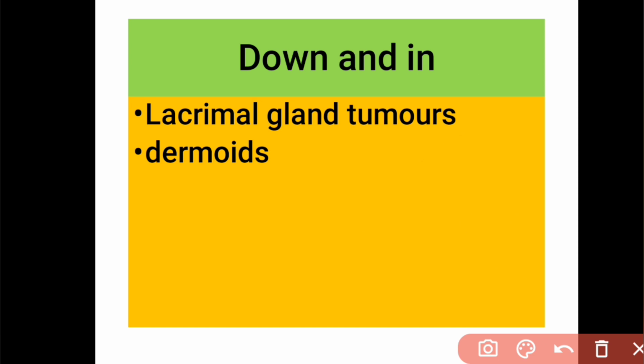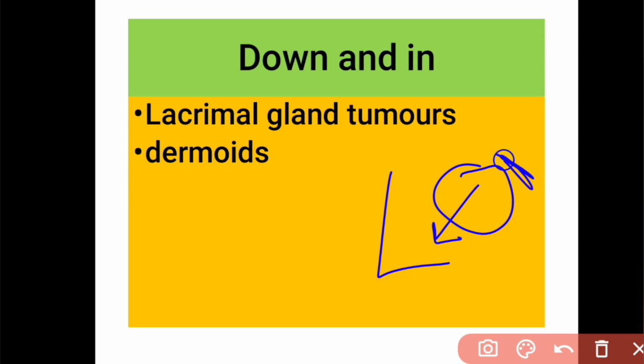Again the proptosis can be down and in. So the nose, and this is the eyeball, it can be displaced in this direction. The causes are somewhere here, that is the superolateral aspect of the orbit. So lacrimal gland tumors and dermoids are the causes. This is the clinical picture showing down and in displacement of the eyeball.